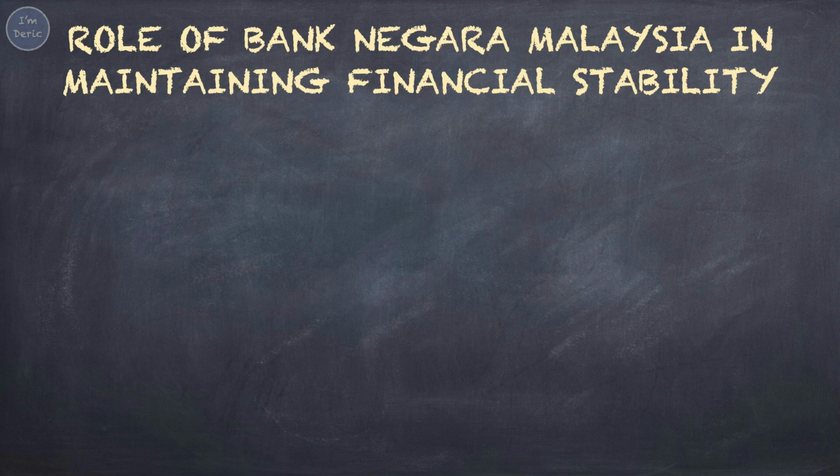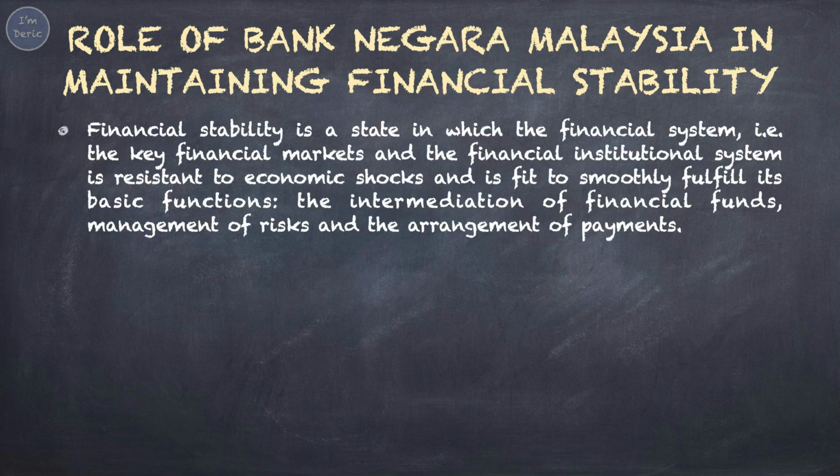Bank Negara Malaysia, or Central Bank of Malaysia, plays an important role in maintaining financial stability. Financial stability is a state in which the financial system, that is the key financial markets and the financial institutional system, is resistant to economic shocks, and is fit to smoothly fulfill its basic functions, such as the intermediation of financial funds, management of risks, and the arrangement of payments.